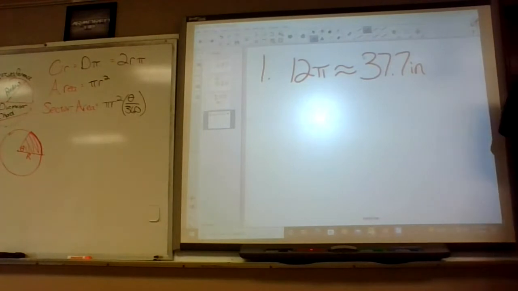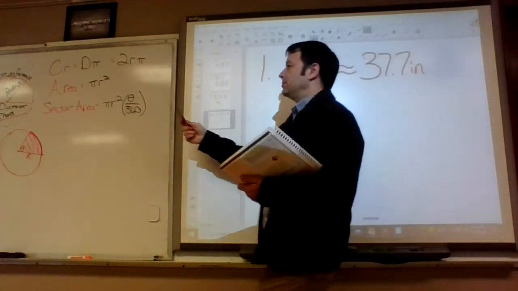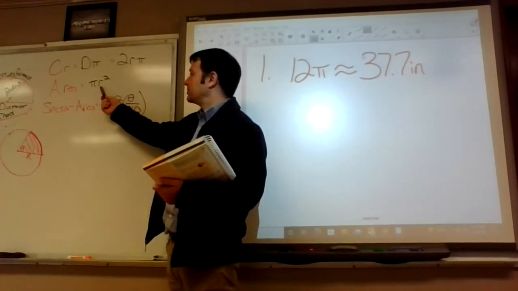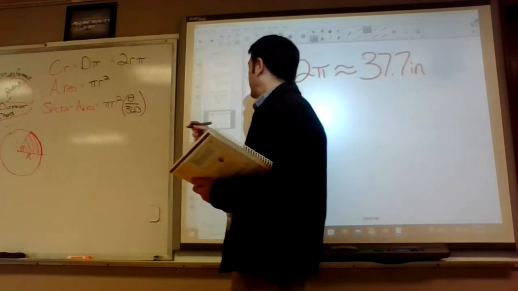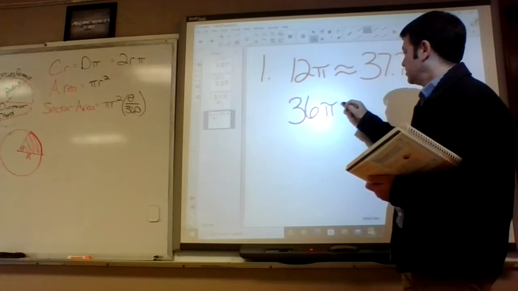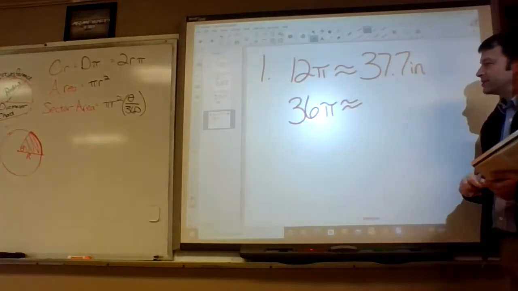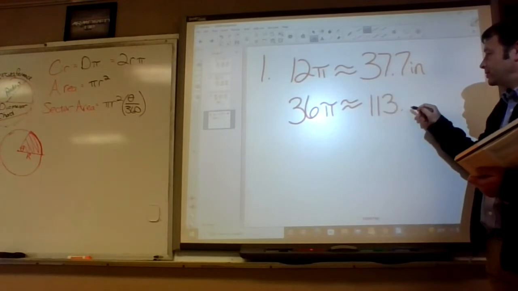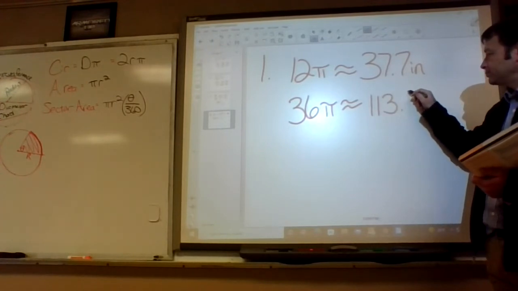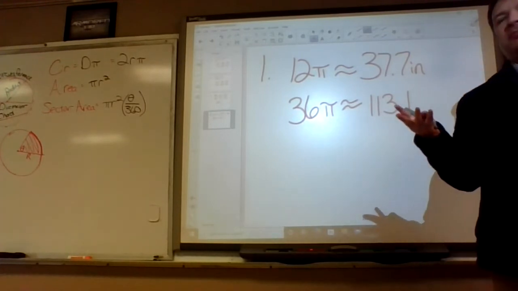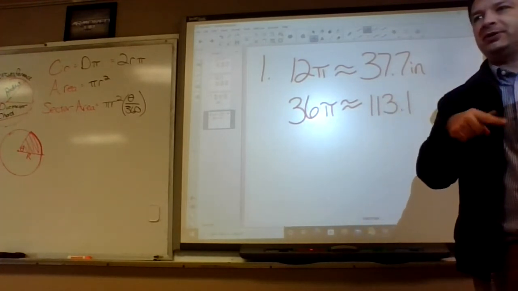Alright, that's the circumference. Then how do we do the area? We do radius squared, so 6 times 6 is 36 times pi. So 36 pi, which is about 113 inches squared. 113 point what? So, here's the thing. Most of you probably have a pi button somewhere on your calculator.